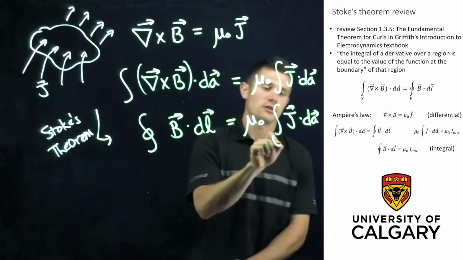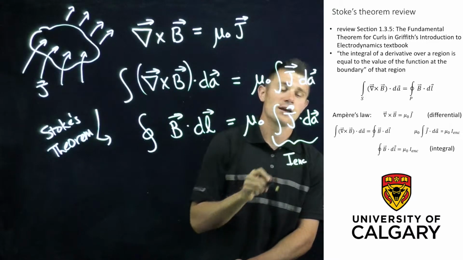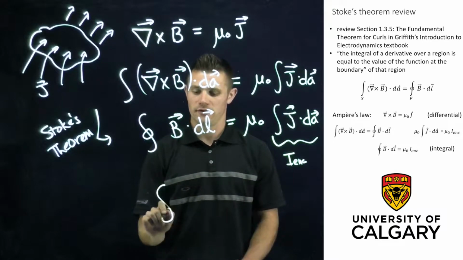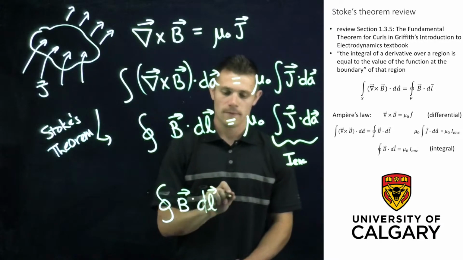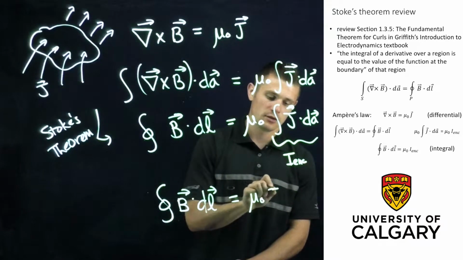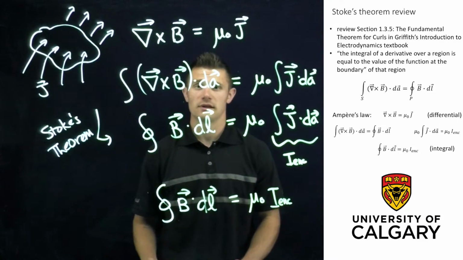And so what we can then simplify this to is that this is actually the current I that's enclosed by this Amperian loop. And we end up with the final integral form of Ampere's law. The closed integral of B dot dl is equal to mu naught times I enclosed, where mu naught is the constant of the permeability of free space.